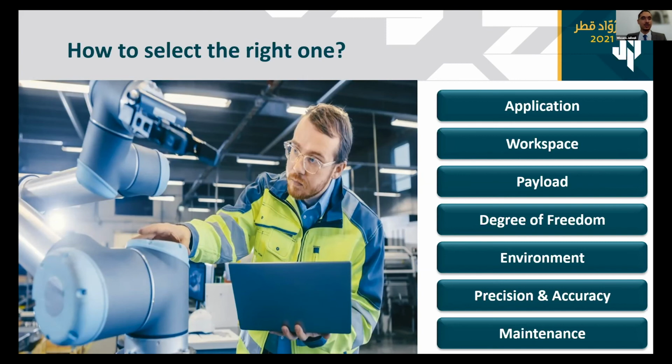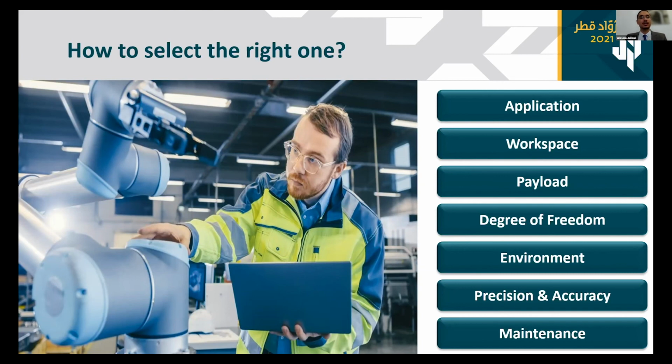Fourth point is how many degrees of freedom. This is basically the flexibility of the robot. Do you have a straightforward application in X, Y, and Z, or do you need to access a very narrow area and need a very flexible robot with a high degree of freedom?